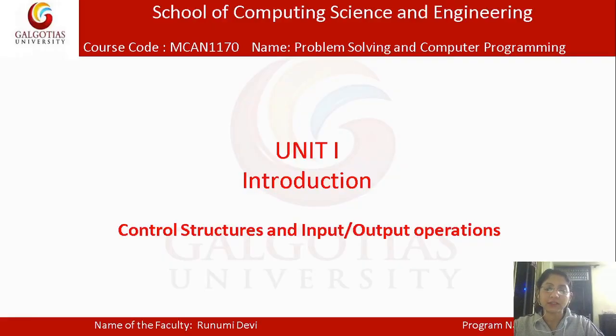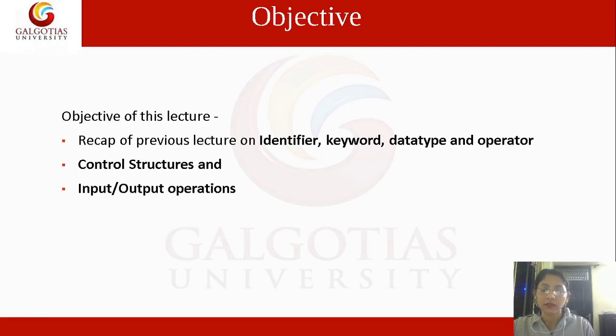Today's class, we'll be discussing control structure and output operation. Earlier, in previous classes, we had discussed identifiers, keywords, various data types supported by C language, and the operators that C supports. Today's class, we'll discuss control structures.